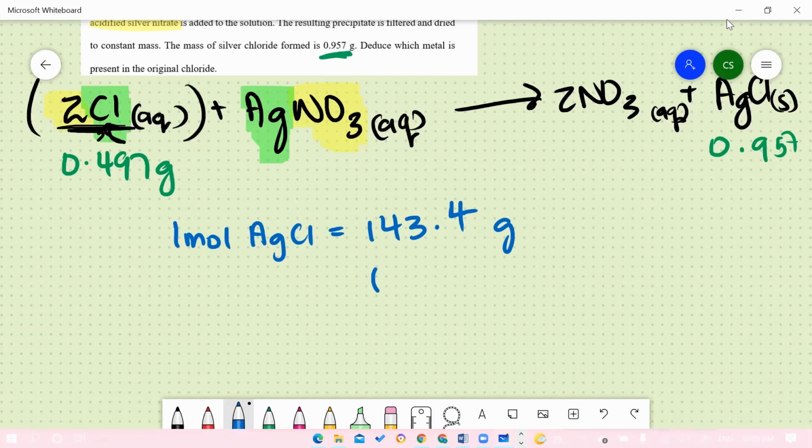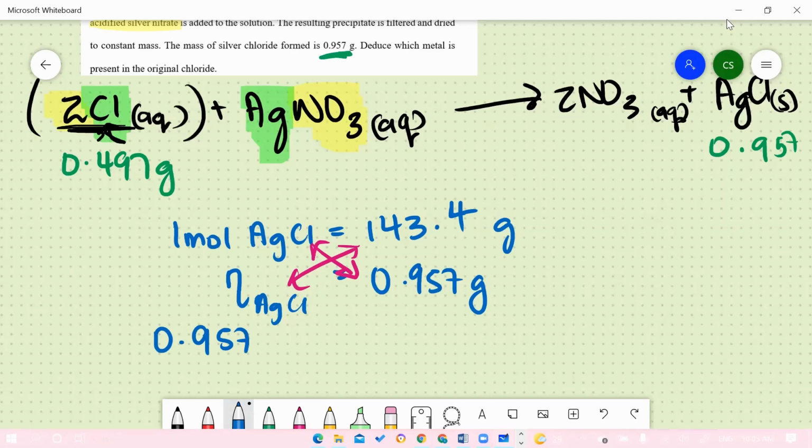grams. And we know that we have 0.957 grams in the sample, right? So how many moles would that be? When we cross multiply, it's going to be 0.957 divided by 143.4. Very good. So that's the mass of the substance over the molar mass, which is equal to the number of moles.